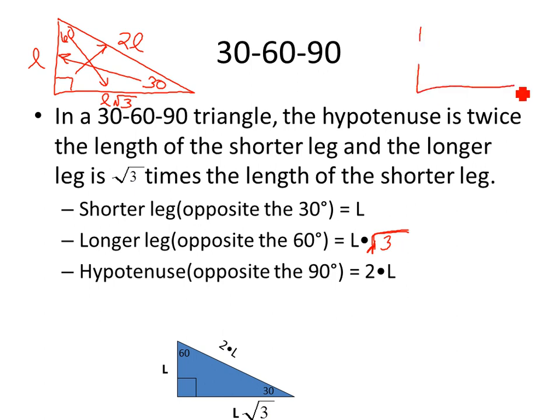So if I gave you a triangle, and you knew it was a 30, 60, 90 triangle, and I told you this side over here was 5, could you tell me the other sides? 5 times 2. Which side is that, this one or this one? The hypotenuse. The hypotenuse is 5 times 2, which is how much? 10. And then 5 square root of 3. 5 times the square root of 3.